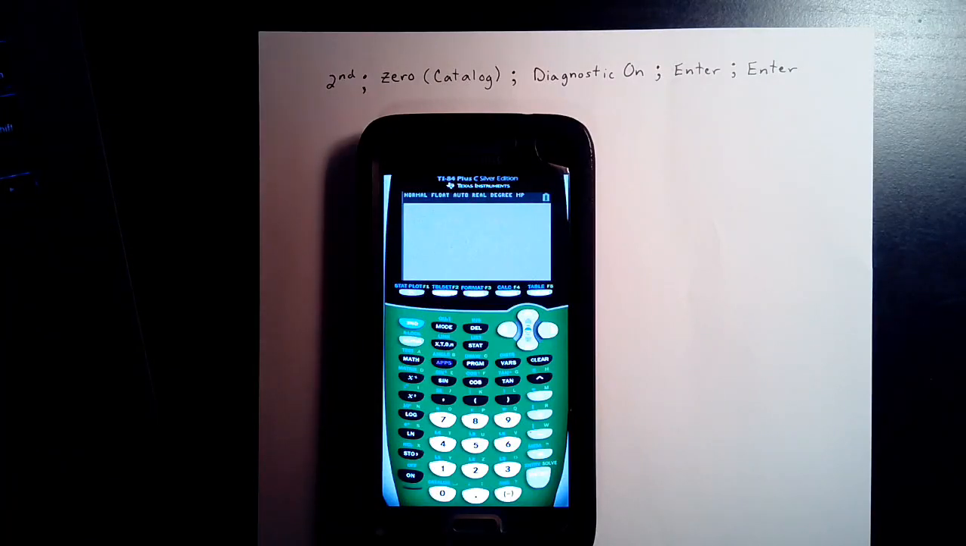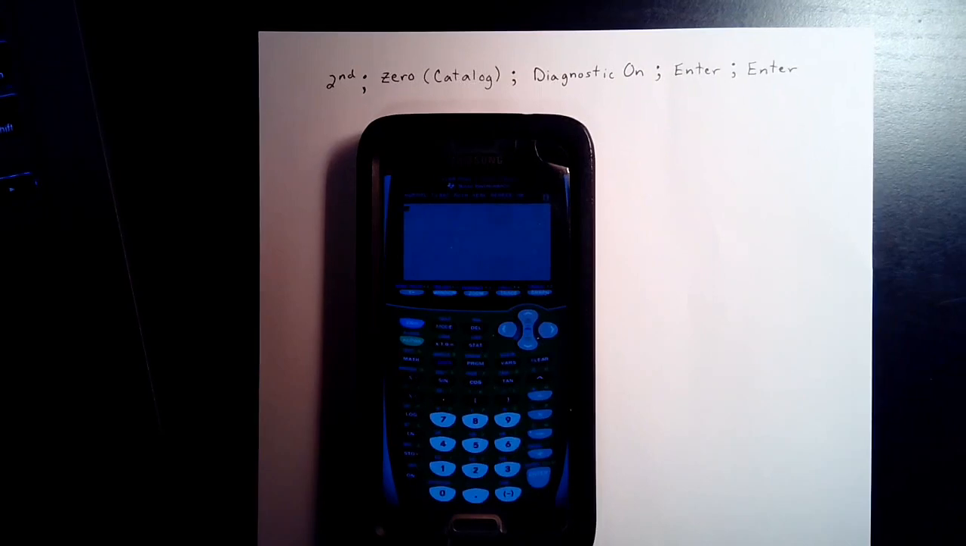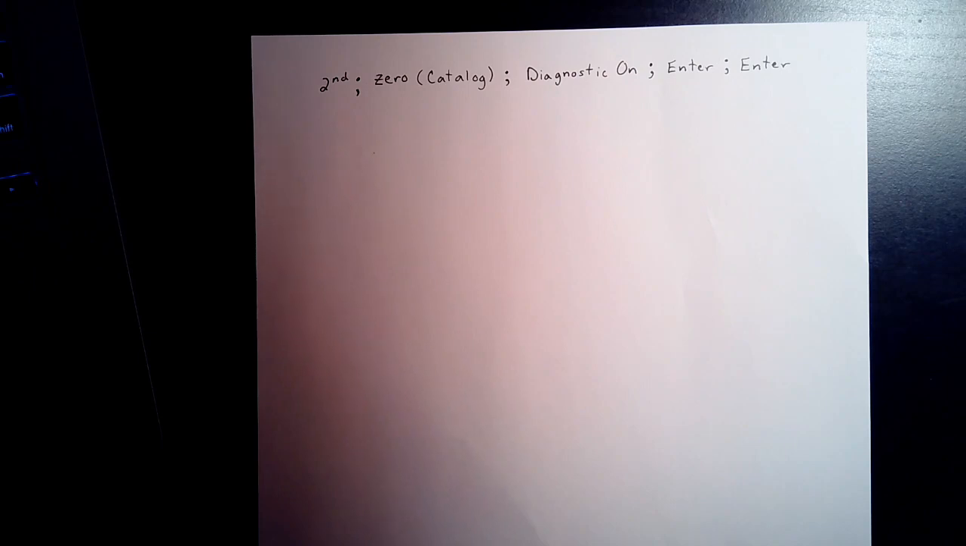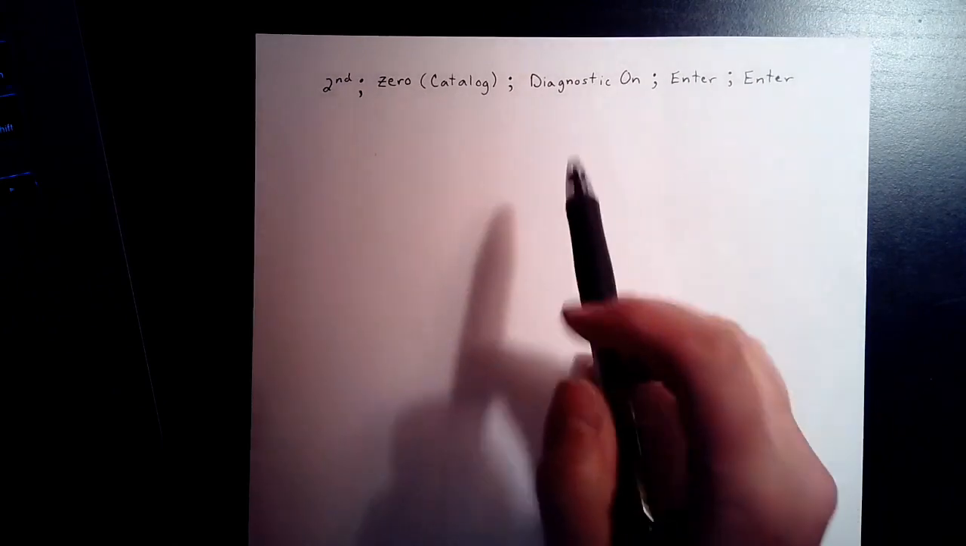Hi guys, we're going to go over how to use the TI-83 or 84 calculators to give us a scatter plot and to help us go through and create the line of best fit, or the least squares regression line, or the linear regression. So before we get started on that, we need to turn our diagnostics on.